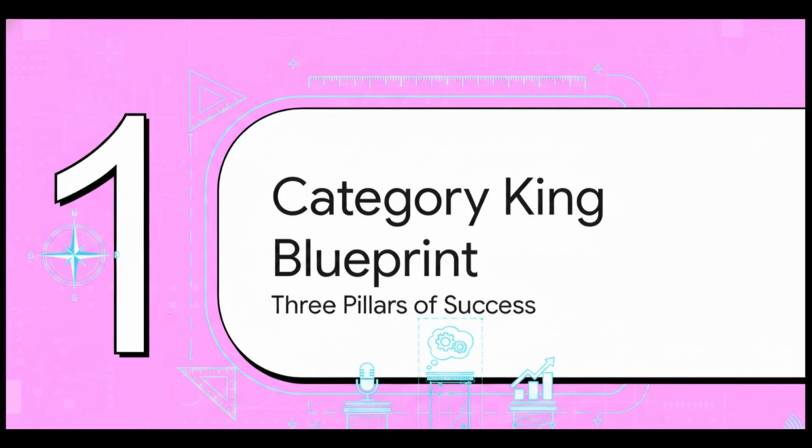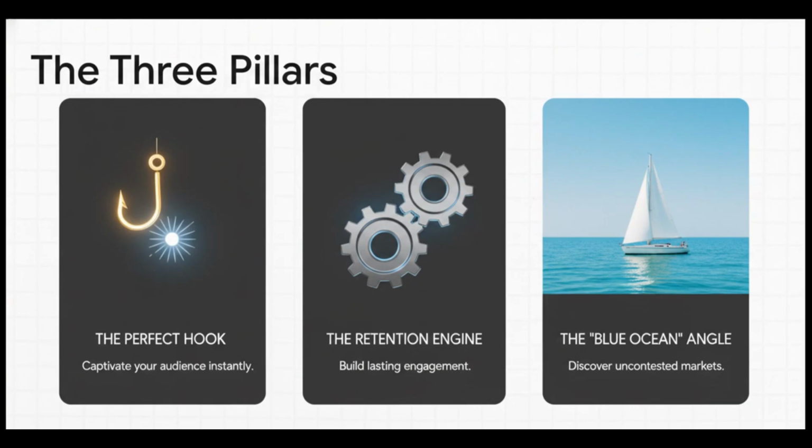This whole blueprint is built on 3 foundational pillars. If you can master these, you'll stop just adding to the noise online and start becoming the definitive voice people seek out. It's pretty straightforward. First, we've got to nail the perfect hook to grab that initial attention. Then, we need to build the retention engine, which keeps people watching. And finally, the really exciting part. We'll discover the blue ocean angle, the thing that makes your content one of a kind.